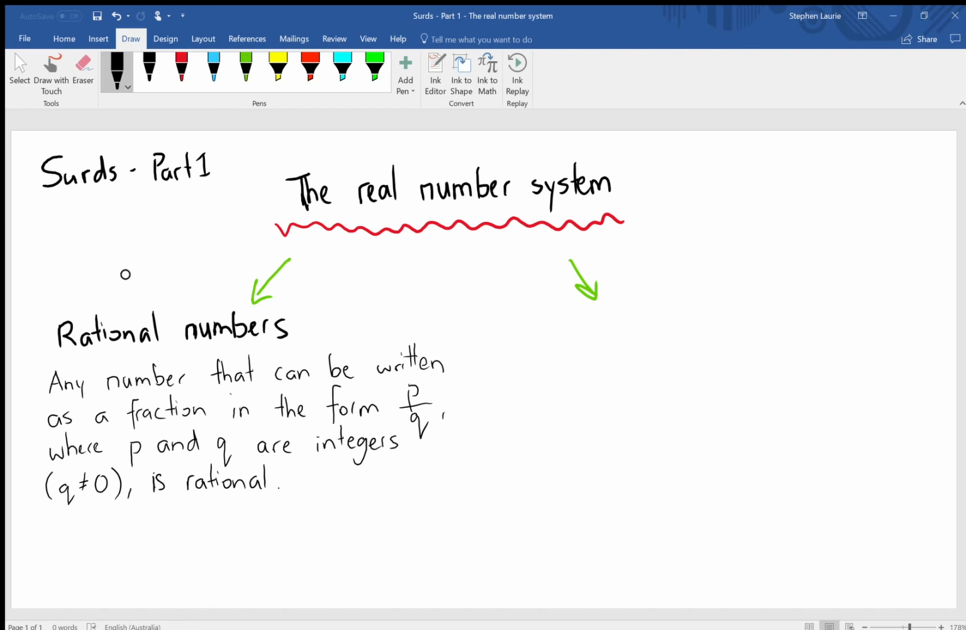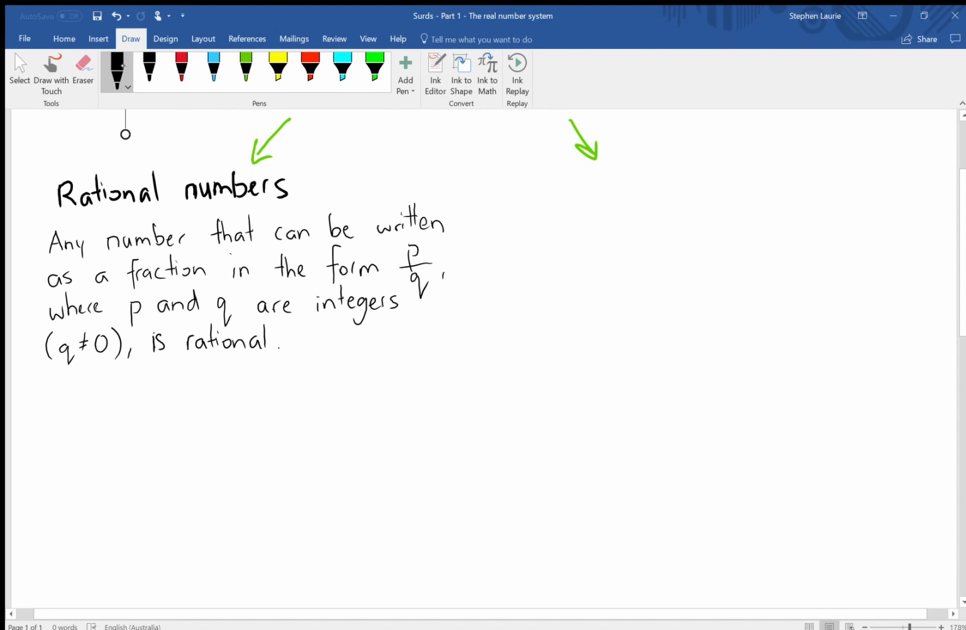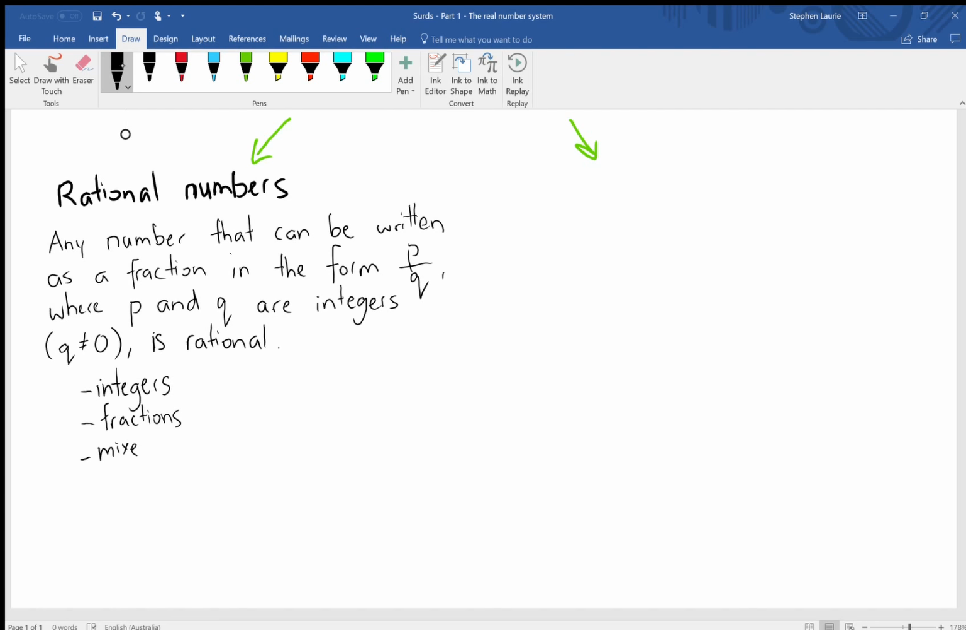So let's think, we've got just integers. Remember, any integer can be put over 1, and so it can be in a fraction form. And we've got fractions themselves. We've got mixed numbers. A mixed number, if we want, we could just put into an improper fraction. Okay, so that would be in the form P on Q. So mixed numbers are good, they're rational.